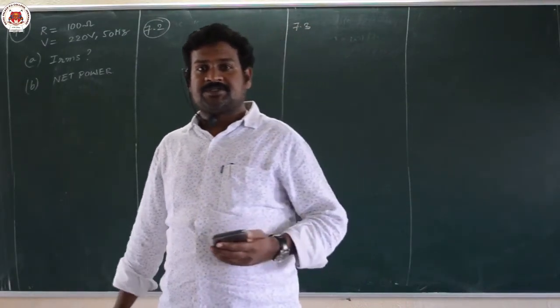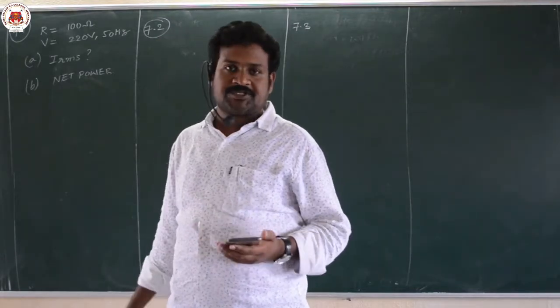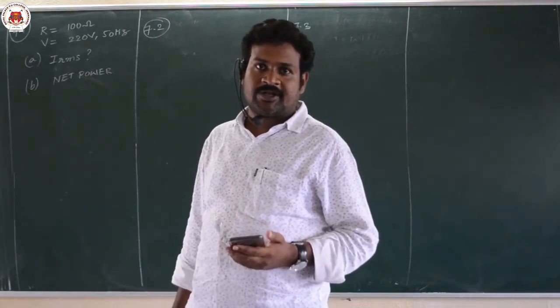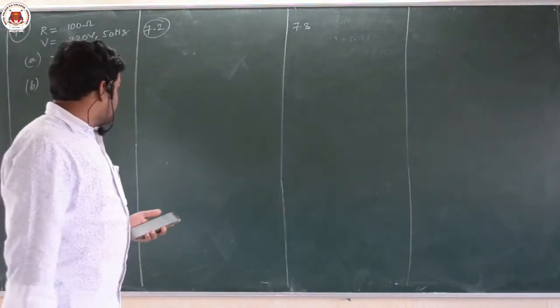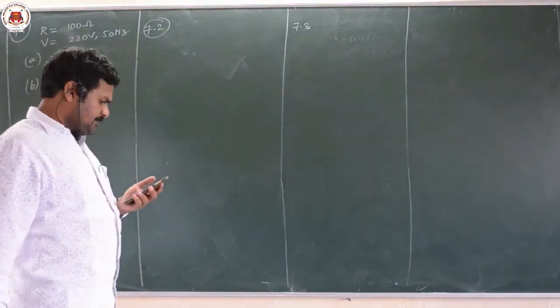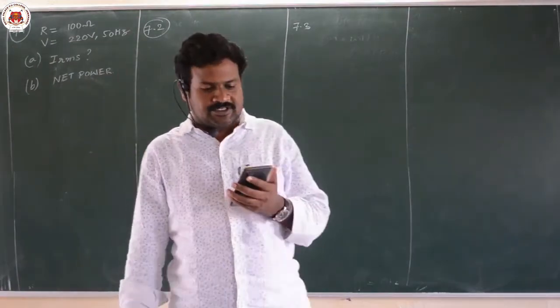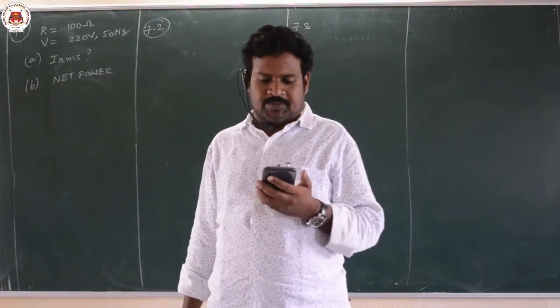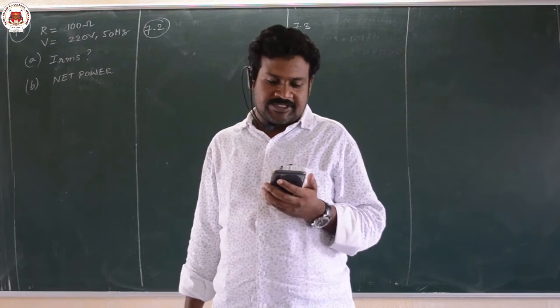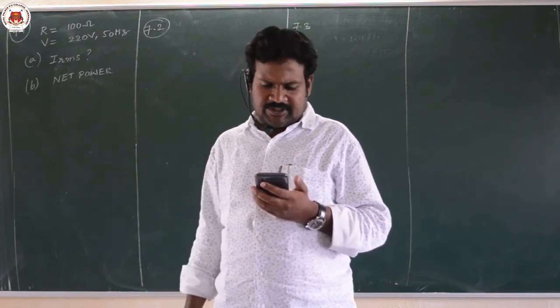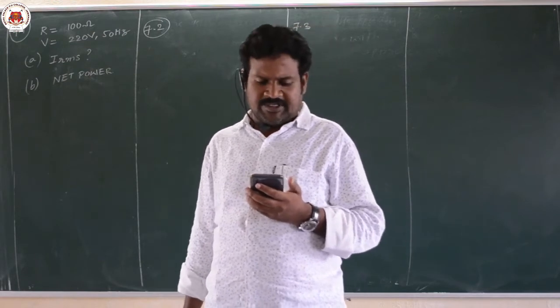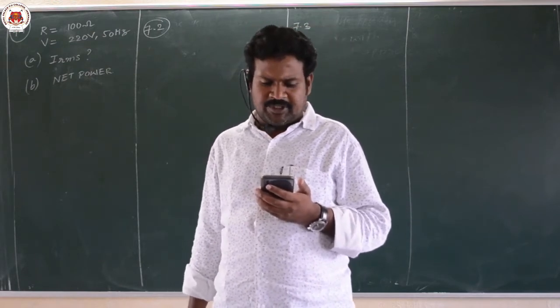Today let us discuss the problems in NCERT for alternating current. See here, first question 7.1. A 100 ohm resistor is connected to 200 volt supply, 50 hertz AC supply. What is the RMS value of current in the circuit and what is the net power consumed over a full cycle?